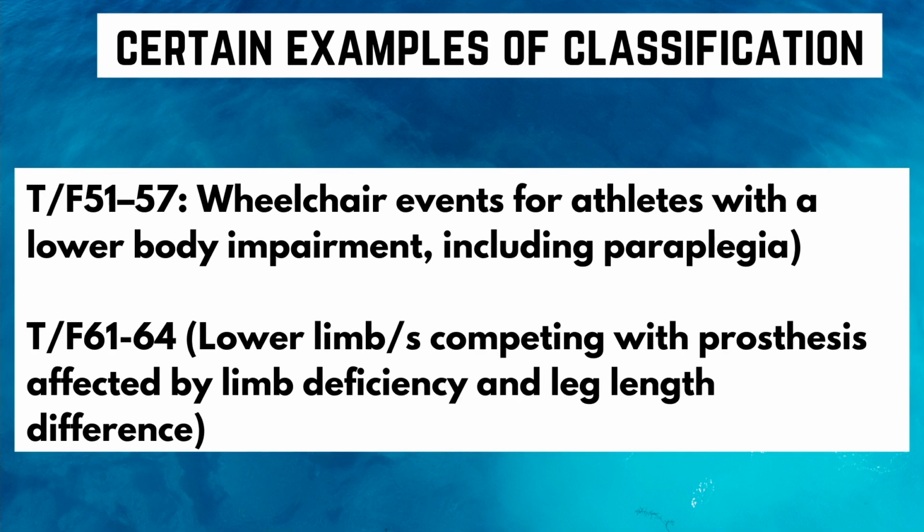If you look at F51 to F64, these are the classifications which are wheelchair events: wheelchair events for athletes with a lower body impairment including paraplegia, that's one. Then lower limb, competing with prosthesis, affected by limb deficiency and leg length difference. So people who compete with prosthetics and have that leg impairment participate in the T/F 51 to 64 categories. There are more numbers also, 46 also if memory serves me right.